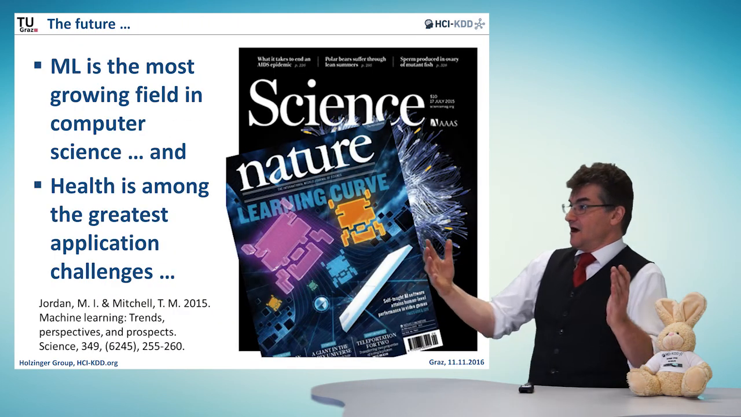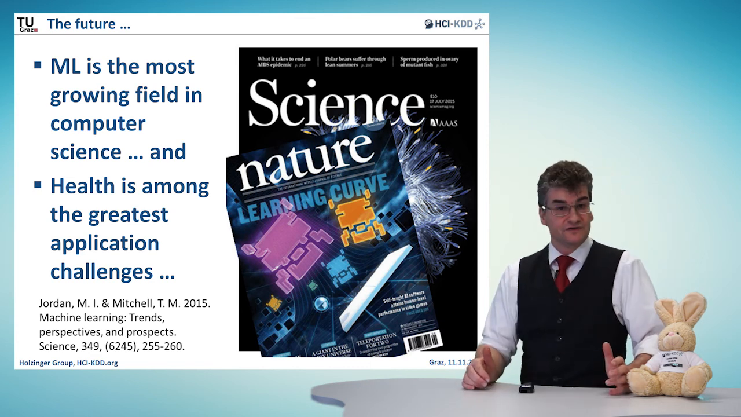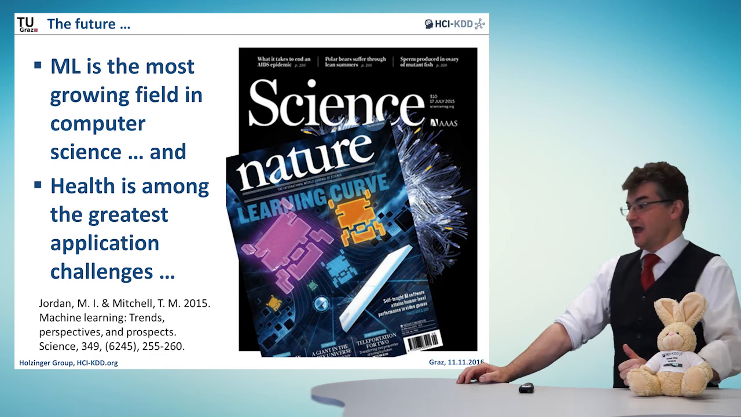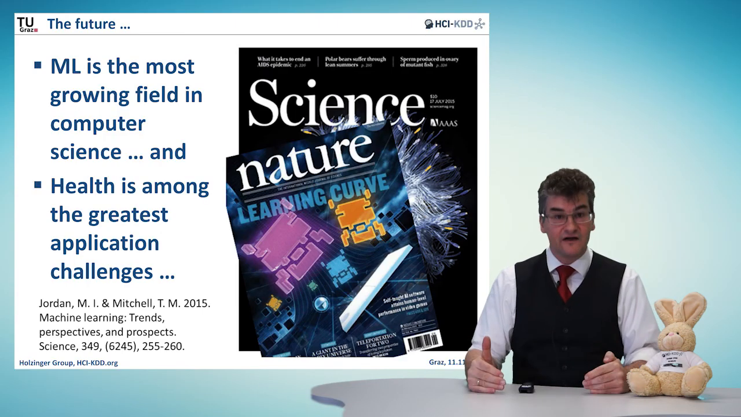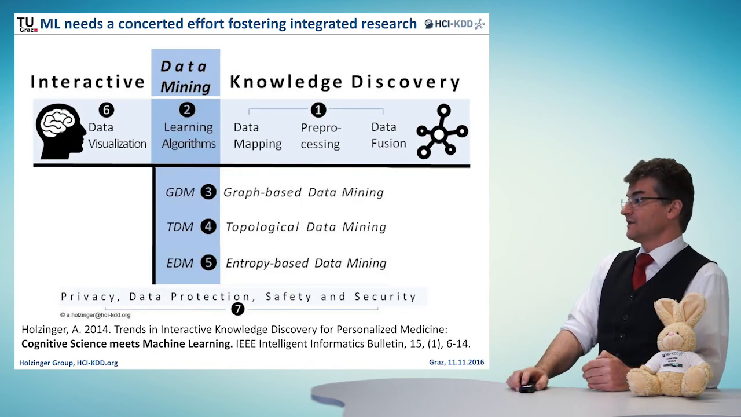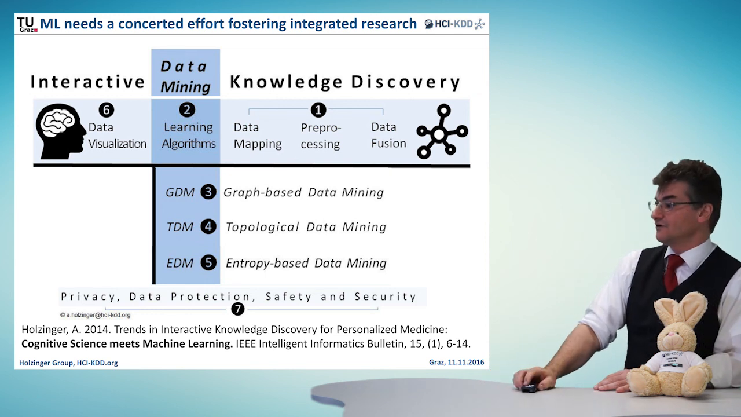So, finally, machine learning is the fastest growing field in computer science, and health is among the greatest application challenges. And regardless of whether you like it or dislike it, it is here, it will come, and we tackle the problems. And therefore, I emphasize that privacy, data protection, safety and security are on our agenda. We are tackling these problems seriously. So again, this is the big picture, the concerted effort of our group.